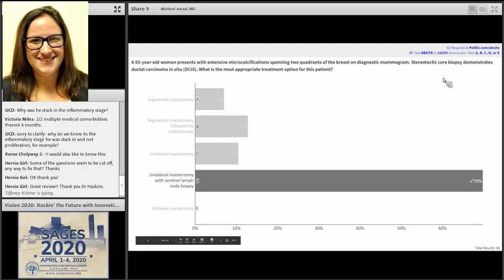Good. So the key factor in this question is that it's DCIS in multiple quadrants. So breast-conserving therapy would be considered disfiguring. She needs to have a mastectomy. And when doing the mastectomy for DCIS, you need to do the sentinel lymph node because there's about a 20% upstaging to invasive cancer from DCIS. And if you don't perform the sentinel node at the time of the mastectomy, you won't be able to go back and do it. You can't stage it properly.